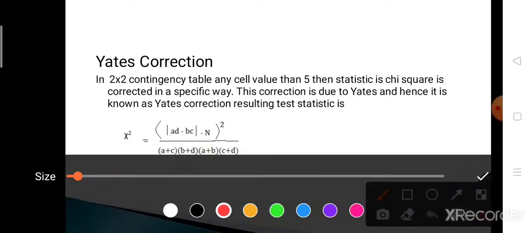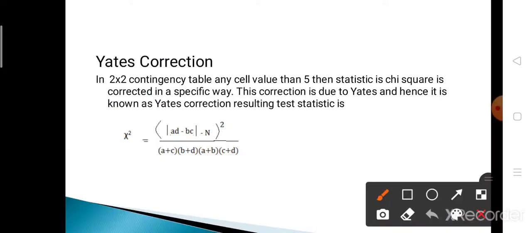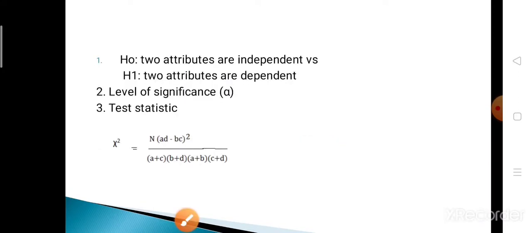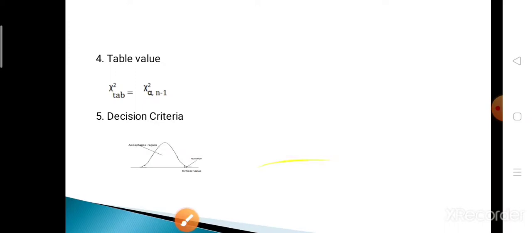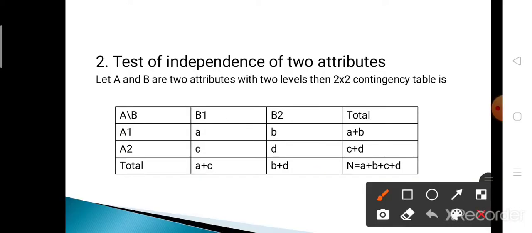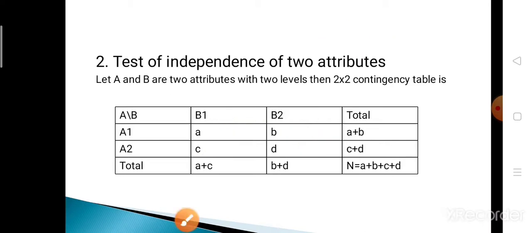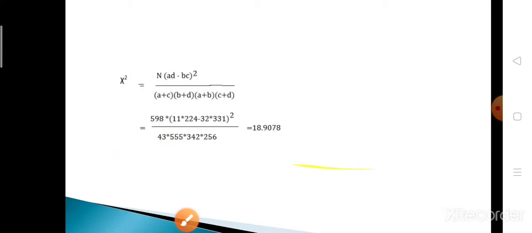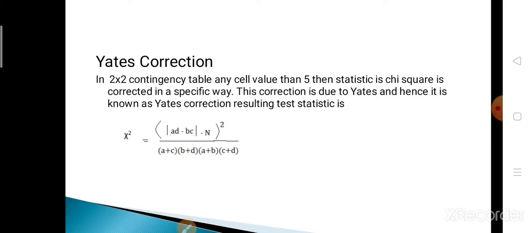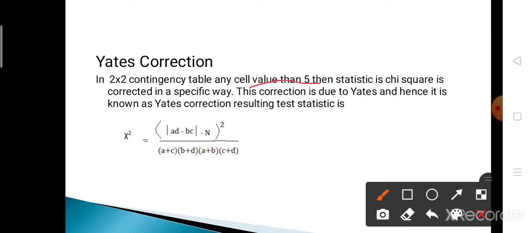So first of all, we see when we use the Yates correction in a 2 by 2 contingency table. In this table, if any cell value, that means A, B, C, D, any cell value is less than 5, then we use the Yates correction. The chi-square statistic is corrected in a specific way. This correction is due to Yates, and hence it is known as Yates correction.